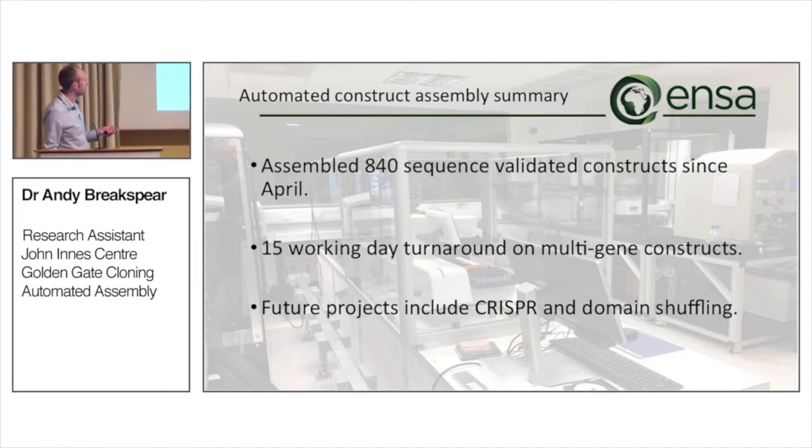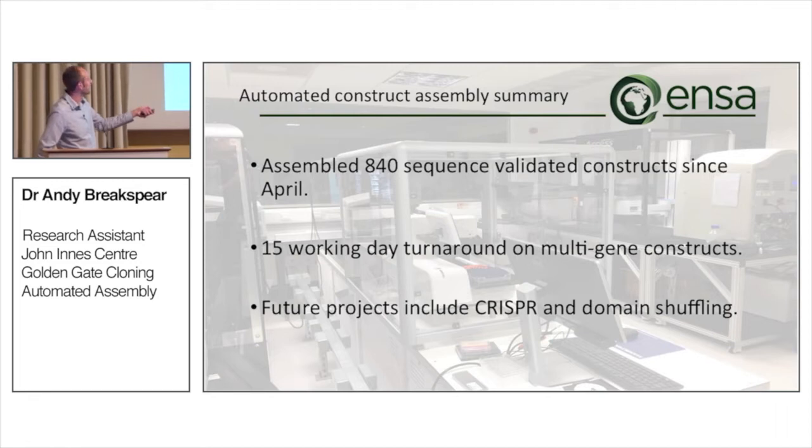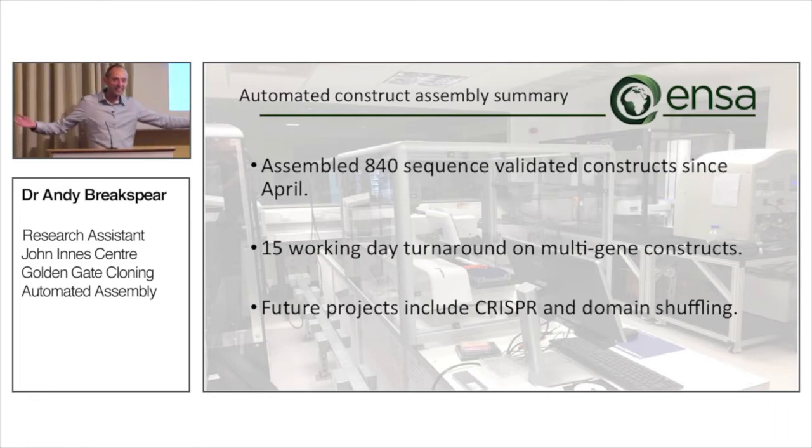We've got 2 future projects that are being put into fluid X tubes. Right now, one is a large-scale CRISPR project, and another is a domain shuffling experiment, so making a gene and mixing around these domains to try and optimize that gene.